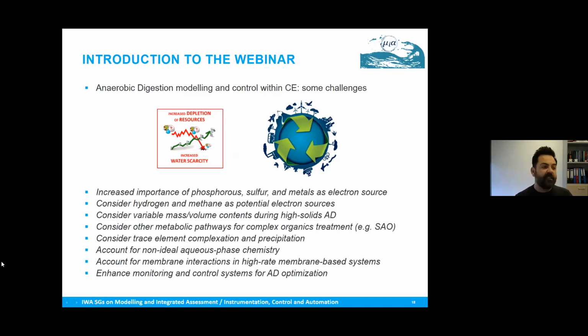Among others, we could highlight the increased importance of phosphorus, sulfur, and methyls as electron sources. Also, the need to consider variable mass and volume contents during high solids anaerobic digestion, or to consider trace elements, complexation, and precipitation. And why not account for the membrane interactions in high-rate membrane-based systems. Last but not least, of course, to enhance the monitoring and control systems for AD optimization.